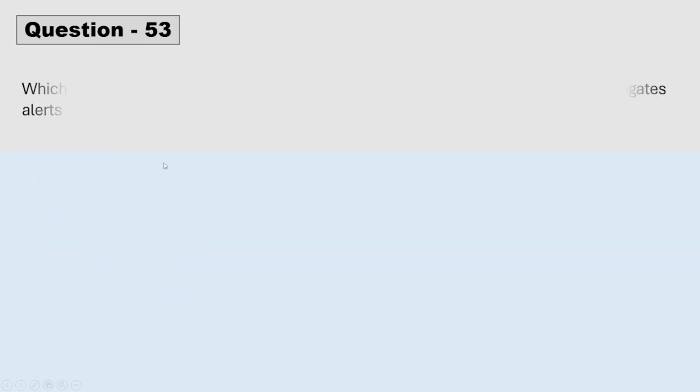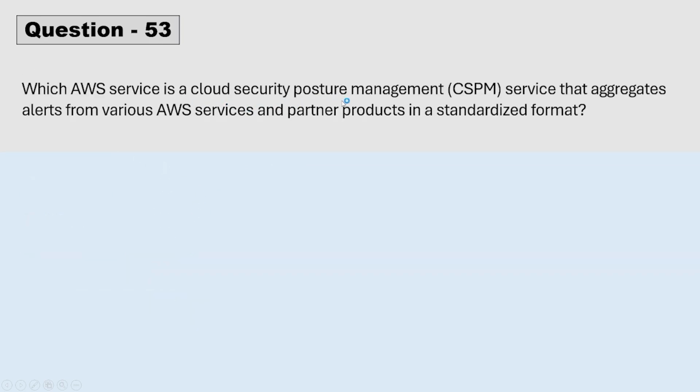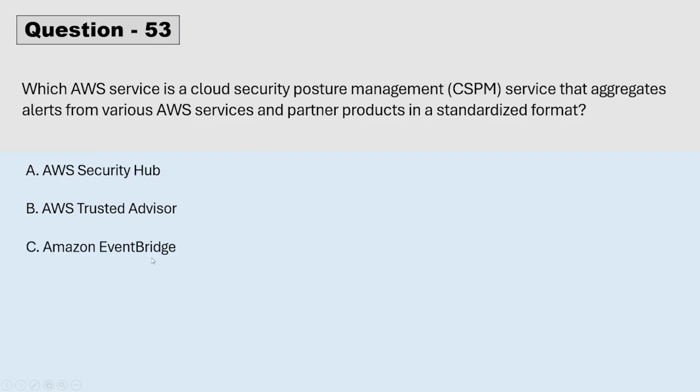Now question number 53. Which AWS service is a cloud security posture management service that aggregates alerts from various AWS services and partner products in a standardized format? Options are: A, AWS Security Hub; option B, AWS Trusted Advisor; option C, Amazon EventBridge; option D, Amazon GuardDuty. Take your time to guess the correct answer.